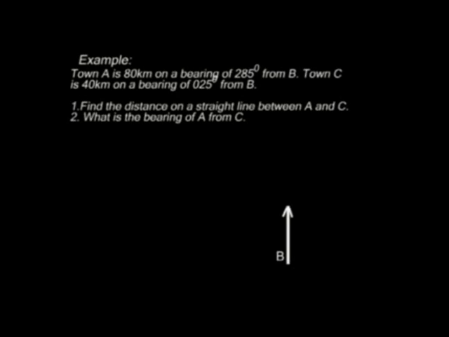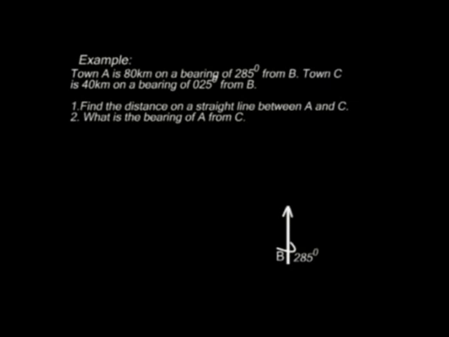Point A is on a bearing of 285. So from the North Pole, I measure an angle of 285. Now that can be quite difficult because your protractor will only measure an angle up to 180. But you can reason this way.